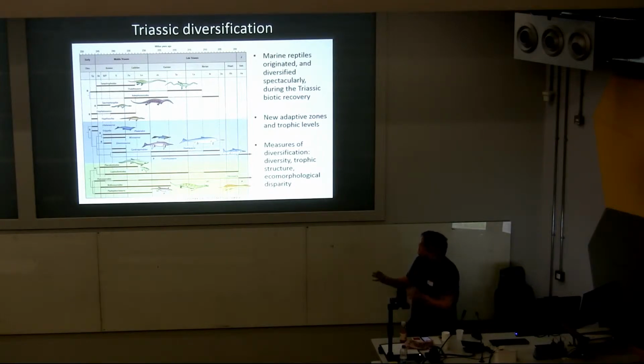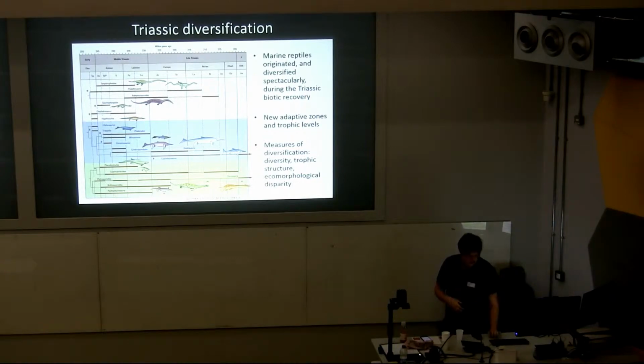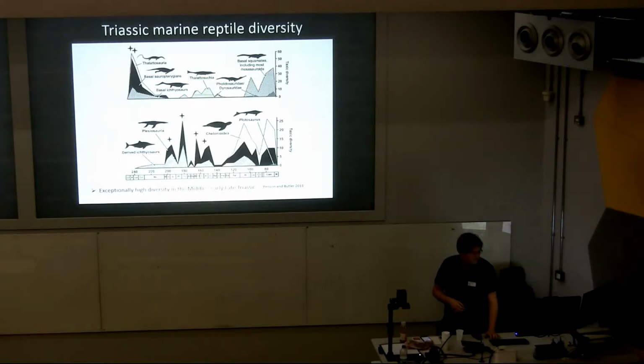and then explode. And another thing that interests me is how you measure this type of diversification. Do you measure it in terms of species numbers? Do you measure it in terms of the trophic structure, the number of different types of ecologies that you have? Or is there a way that you can quantify it through disparity trends?